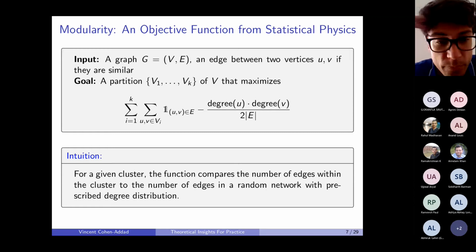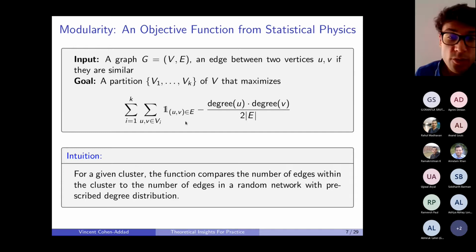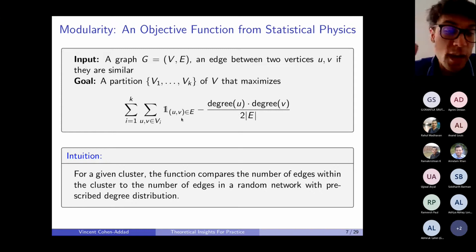So now you can ask, what is the intuition behind this? Actually you can phrase it like this: for a fixed cluster, this part of the objective compares the number of edges in the cluster minus the number of edges that you would see in a random network with prescribed degree distribution. So this is the expected number of edges in the cluster if you looked at a random graph that ensures that the degree of U is what it is and the degree of V is what it is, divided by the number. And so this is really comparing the number of edges you have in your cluster to the expected number of edges you would have if the graph in the cluster were random, if you had a random cluster essentially.